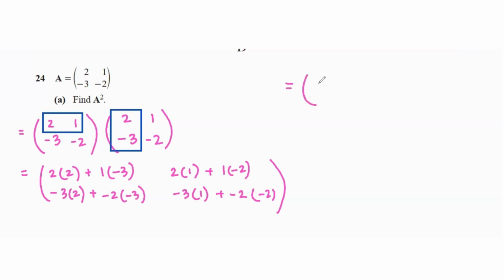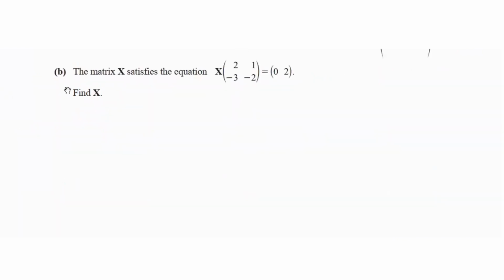That's going to be 4 minus 3, minus 6 plus 6, 2 minus 2, and minus 3 plus 4. That gives us 1, 0, 0, 1. That is your answer for A square. Then it says the matrix X satisfies the equation X times 2, 1, -3, -2 equals 0, 2.